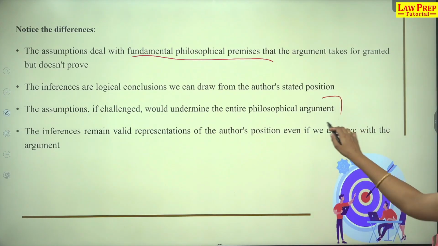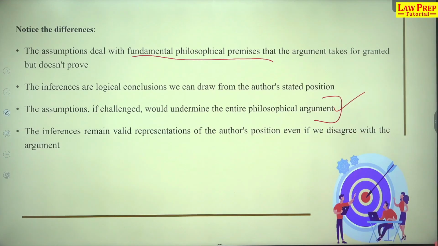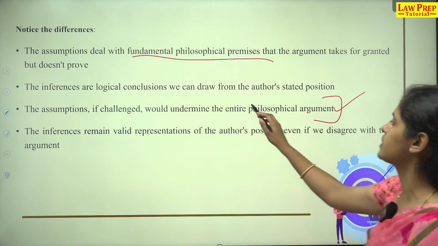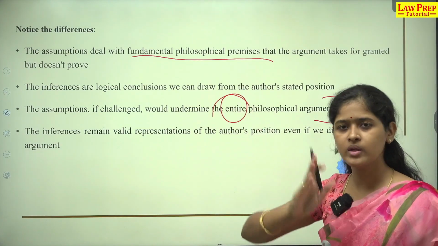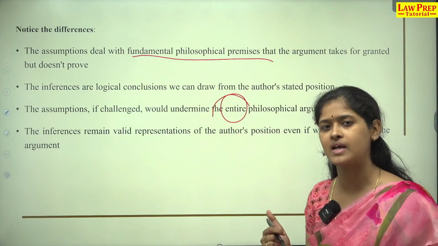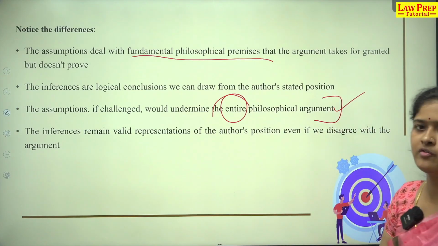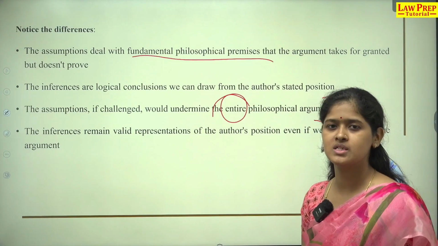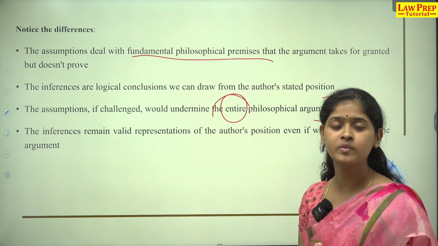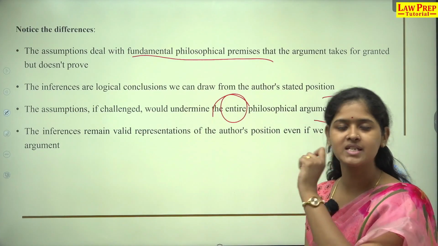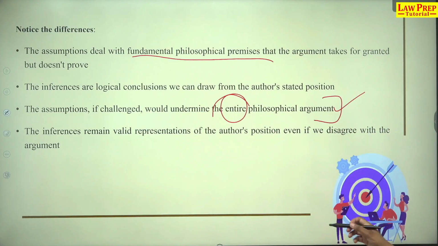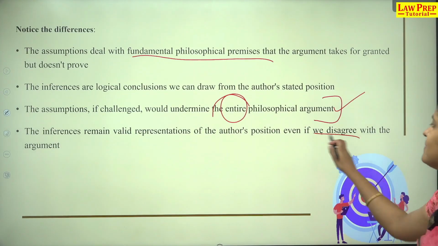This is still valid. Challenging the assumptions would undermine the entire philosophical argument. If you are doing a weakening question, you can do this exercise as well. Put the assumptions and inferences I have written over here in tabular form. Use the assumptions to weaken the argument, and you will be very clear that, okay, this makes sense. The inferences remain valid representations of the author's position even if we disagree with the argument.